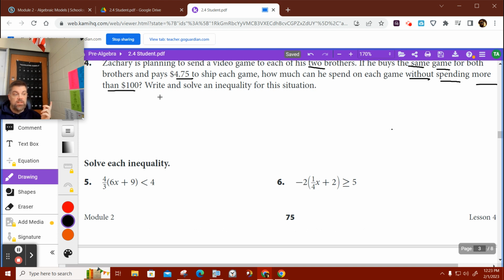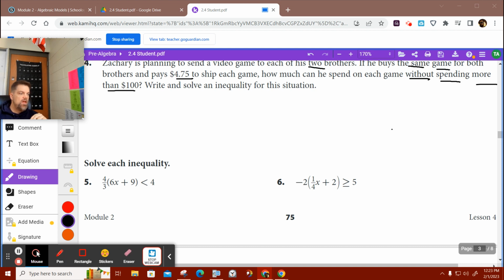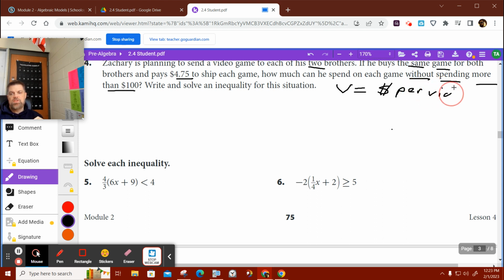Right? An inequality. So what I want you guys to do, let's let V represent how much he spends per video game. So what I'd like for you guys to do, and I'll give you some clues, and I want you to write it down on the whiteboard.